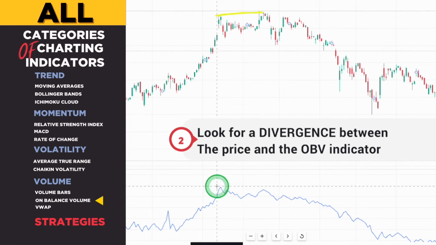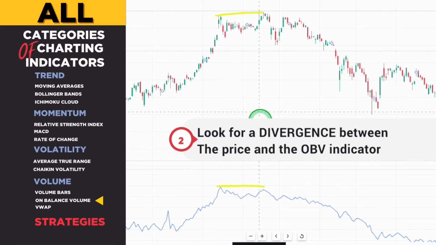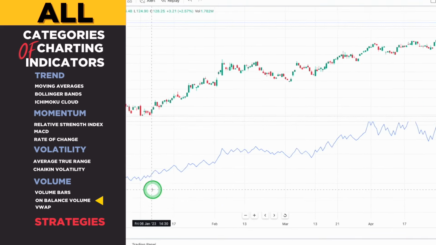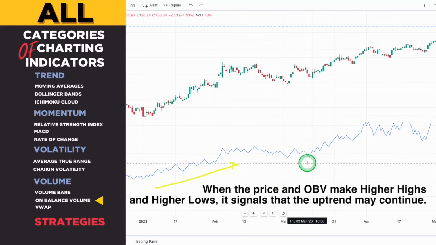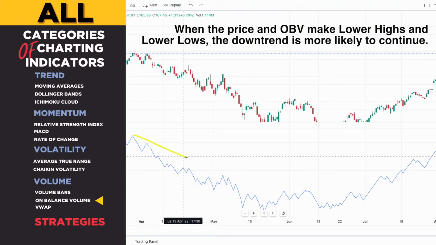Then you're going to look for a divergence between the price and the OBV indicator. The OBV indicator is going to increase when the volume is high, when the price is going up, and it's going to decrease on high volume, down, or bearish.